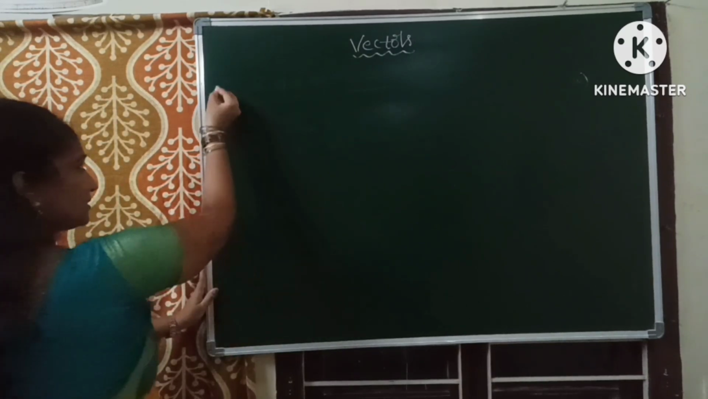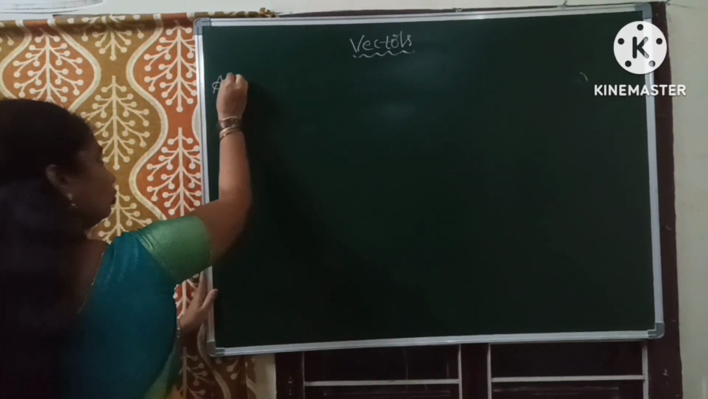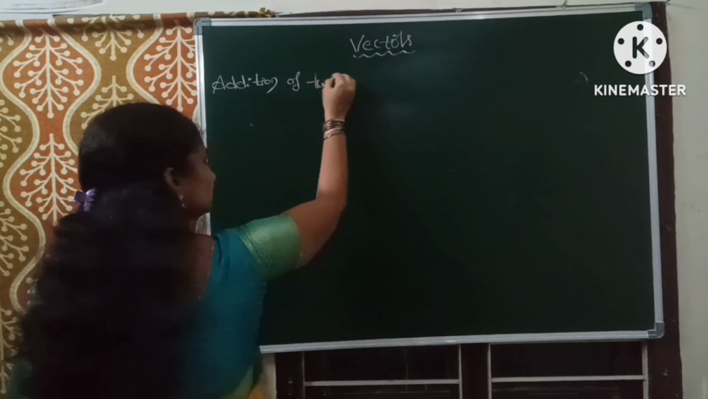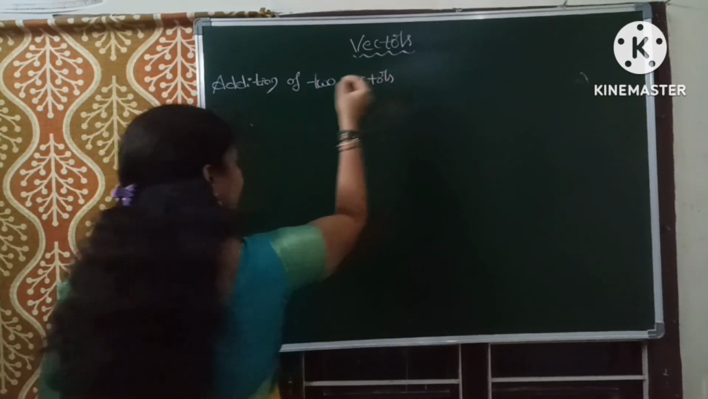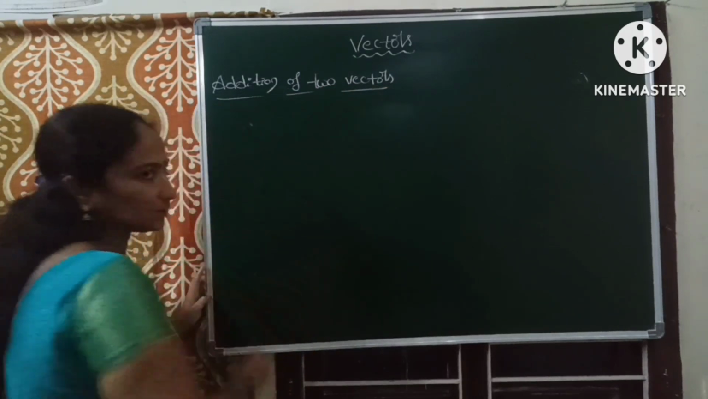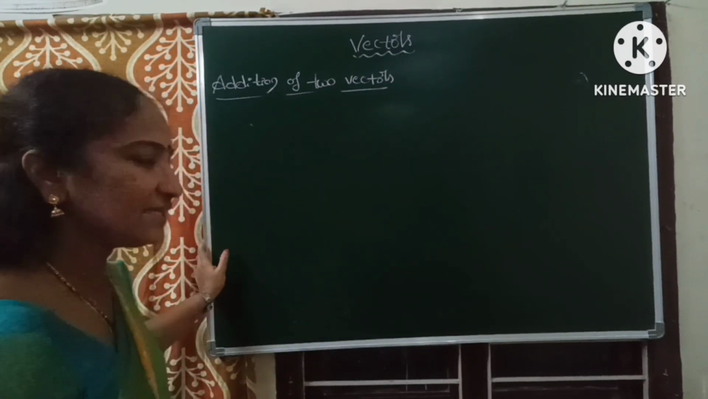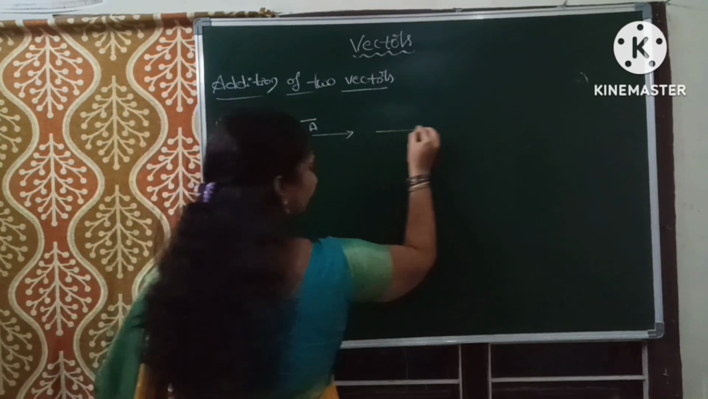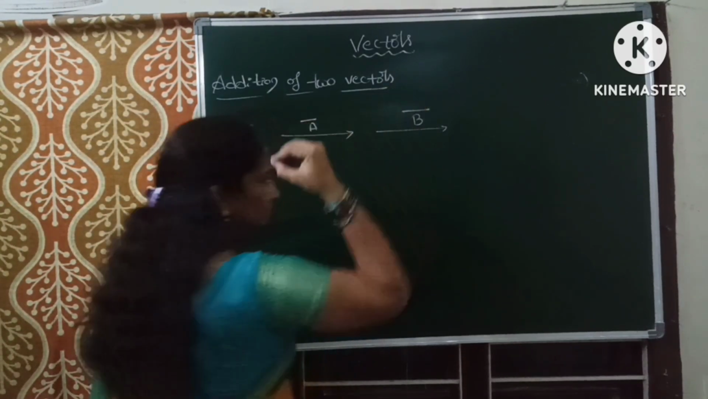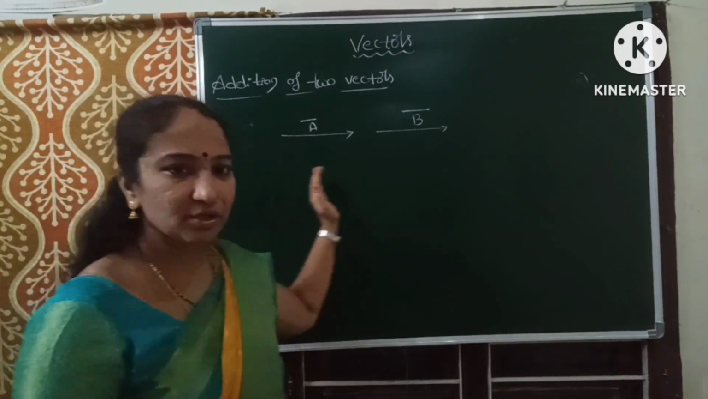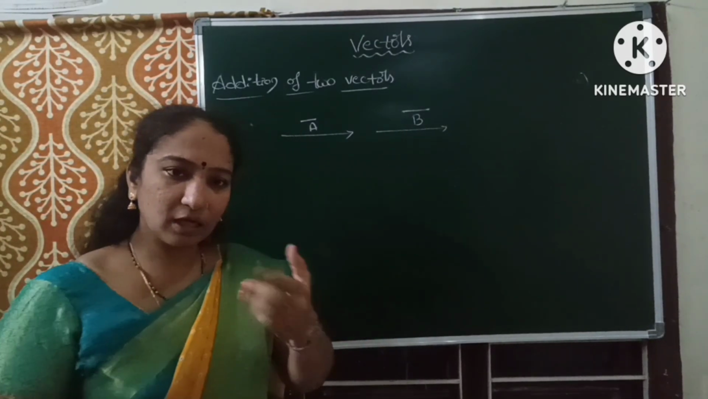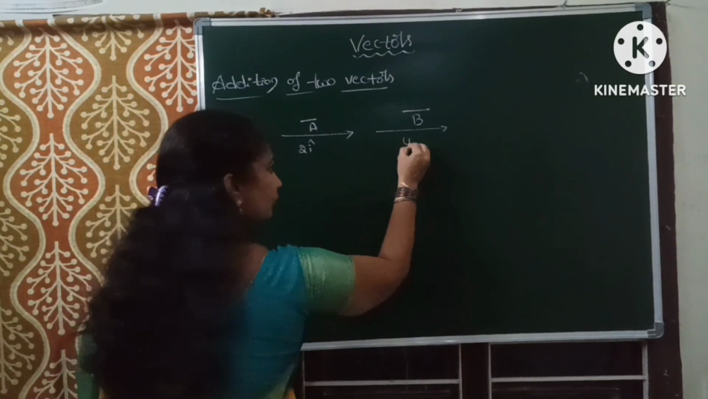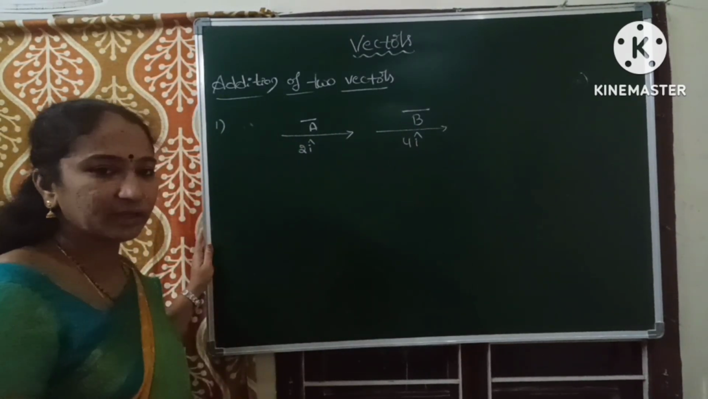Right. Now, let us discuss the addition of two vectors. When two vectors are given, how do we add them? Addition of two vectors. For example, here two vectors a bar and b bar are both in the same direction, along the x direction. I mean the unit vector is i cap. For example, a bar is 2 i cap right now, b bar is 4 i cap. Both are in the same direction along the x direction.